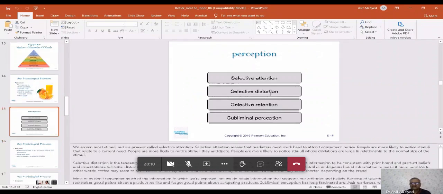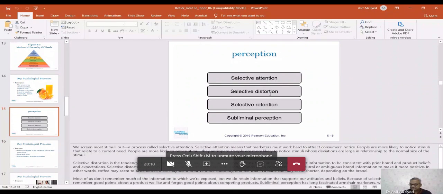And then we've got something called selective distortion. What we mean by selective distortion is that even when stimuli are noticed, they don't always come across as intended. These help us distort the stimuli we are looking at. For example, our beliefs about a prior brand or a prior product that we have been using, and the type of reaction that we've had with those products and services, basically help us distort our perception and decision.